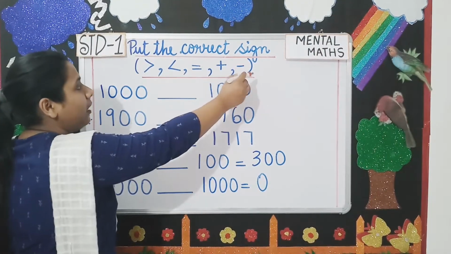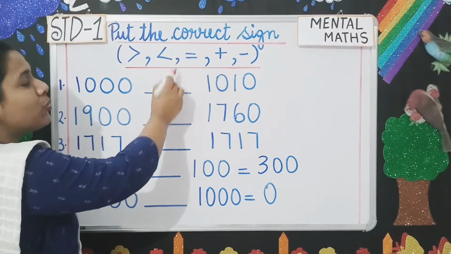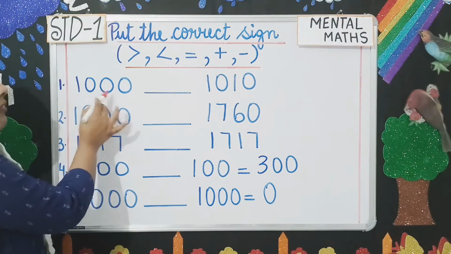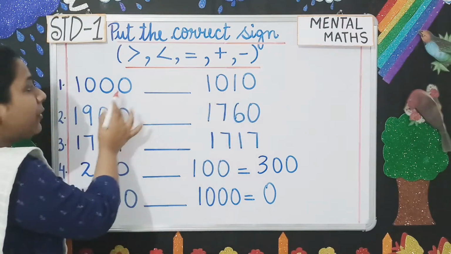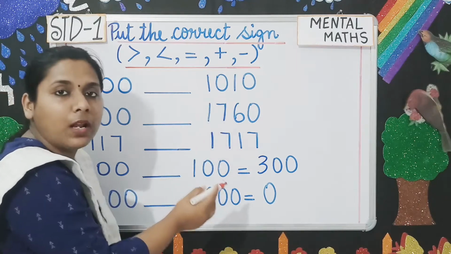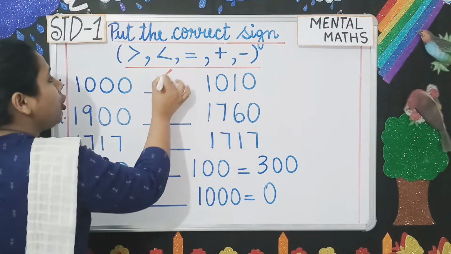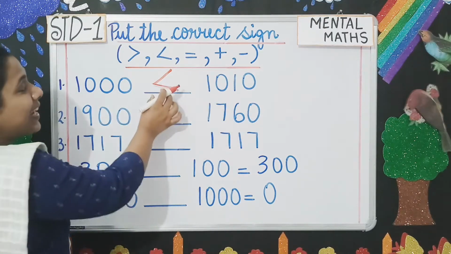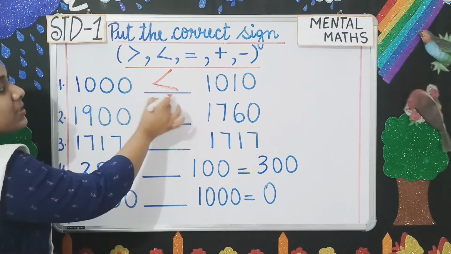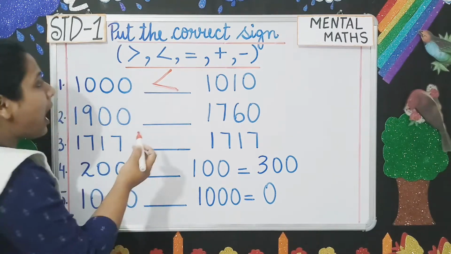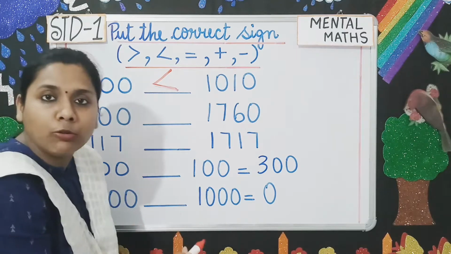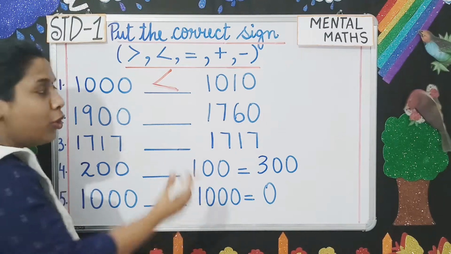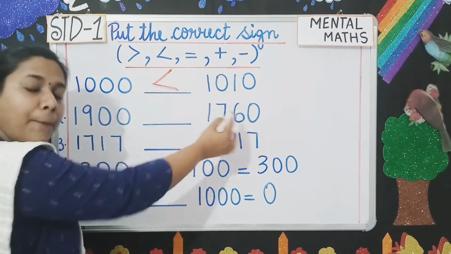Let us see some of the questions. Put the correct sign. These are the signs. You have to choose any one of them and then you have to put in the blank. First question, 1000, 1010. Now, when you compare these two numbers, students, which is a bigger number? This is a bigger number. So, you will open the mouth towards this number. Remember, students, think that this sign is the mouth of a crocodile. Now, the crocodile will open its mouth towards the bigger number. That means where he will get more food. So, he will open his mouth towards the bigger number.